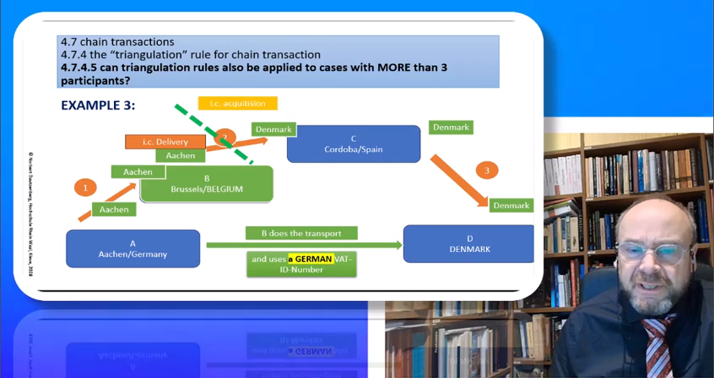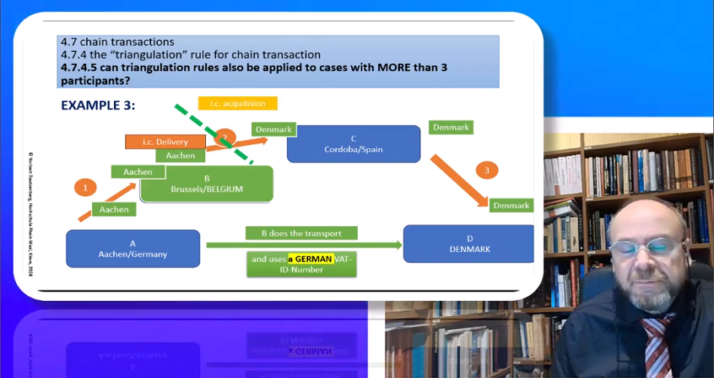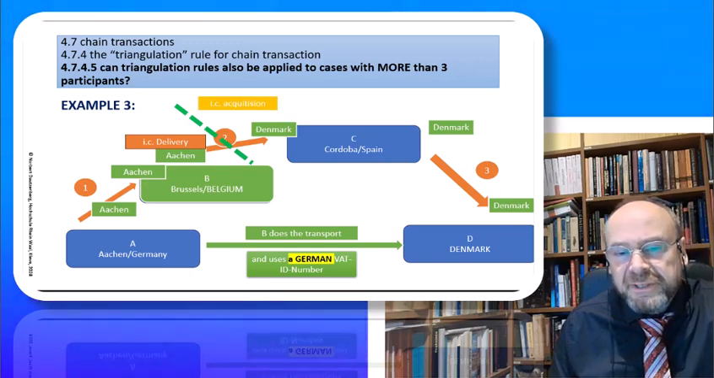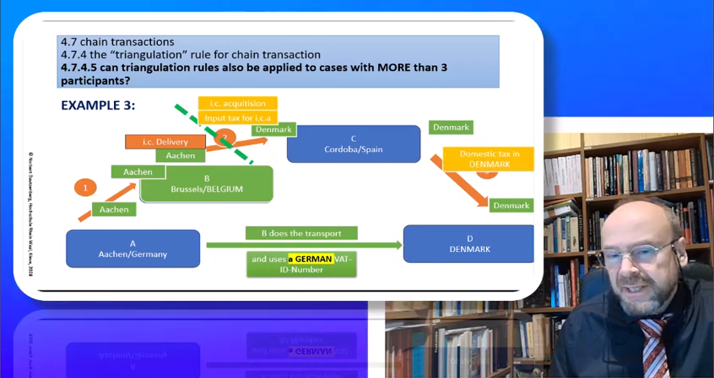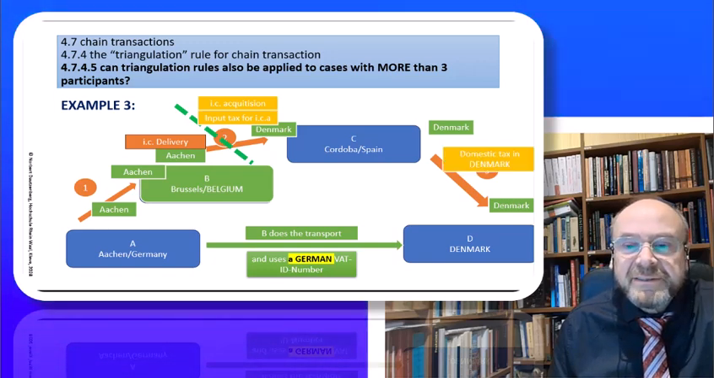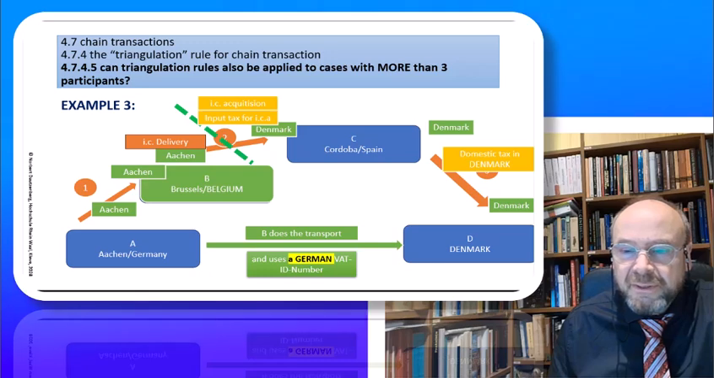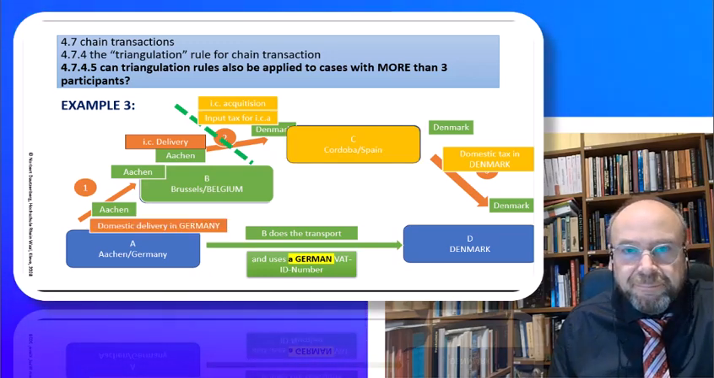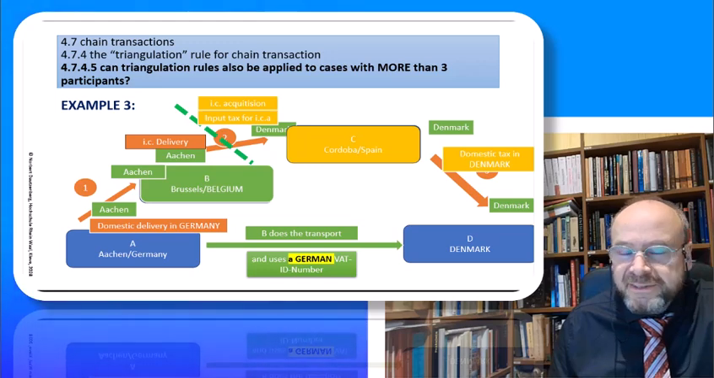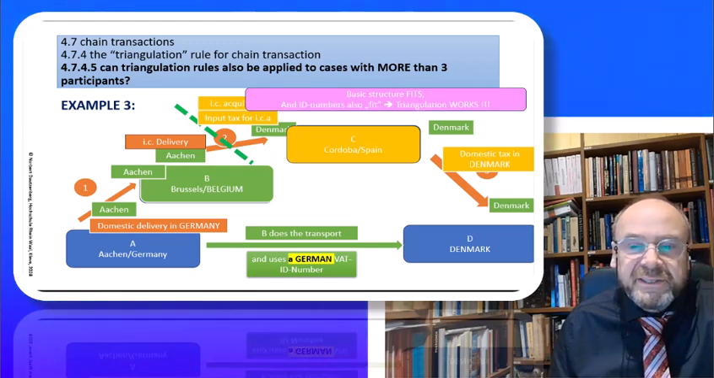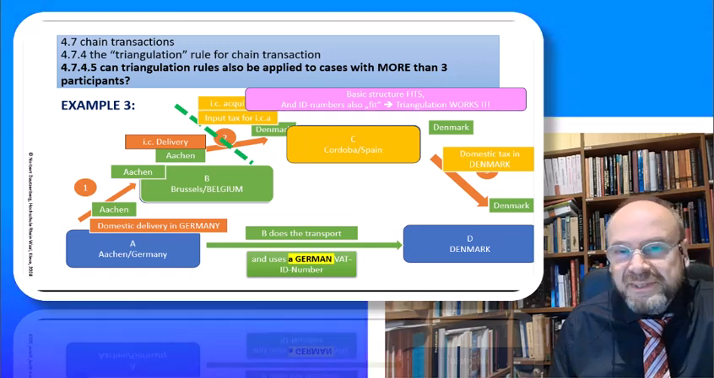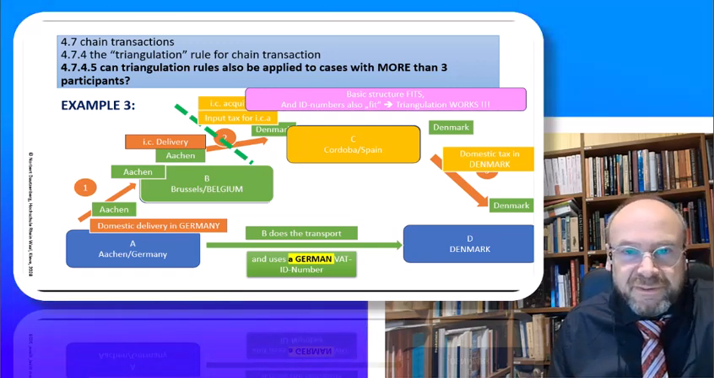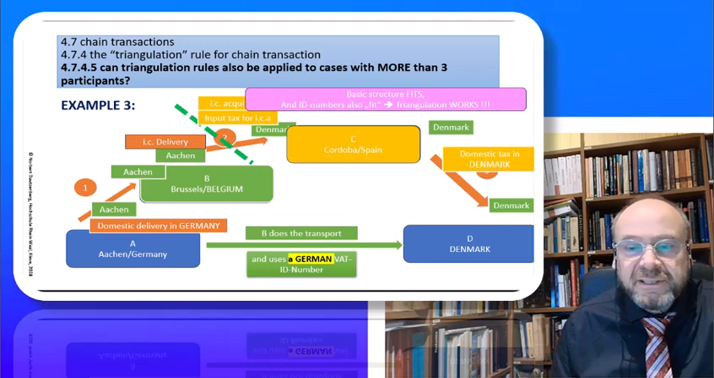Now look at what happens for C from Cordoba. Here's an intra-community acquisition again. Input tax for that. He has the domestic next delivery within Denmark. So he has now exactly the triangulation constellation. So probably it will work. The VAT numbers also fit in because D from Denmark will in all probability already have a Danish VAT identification number if he is an entrepreneur.